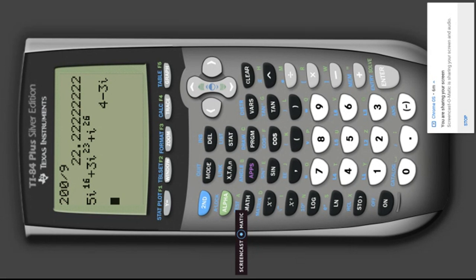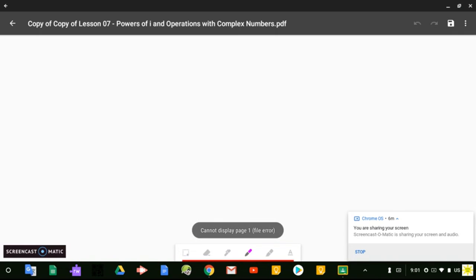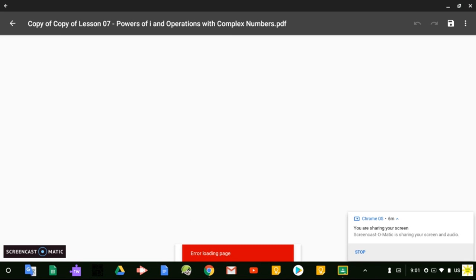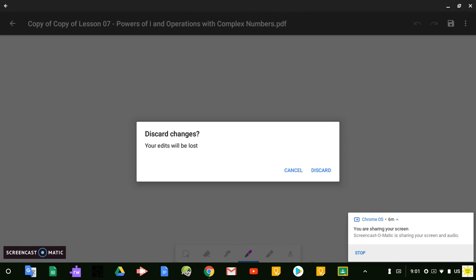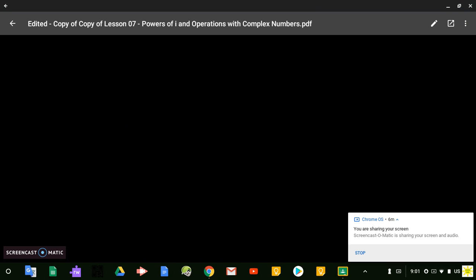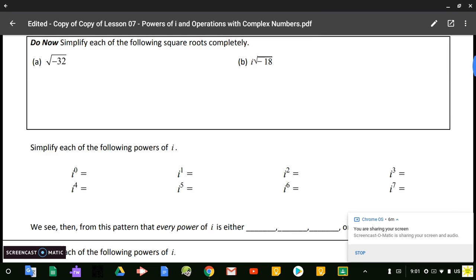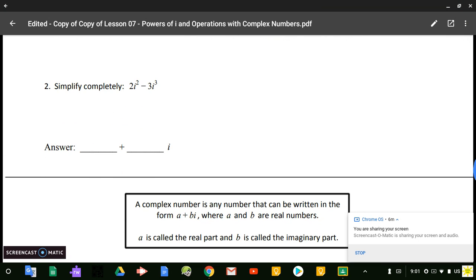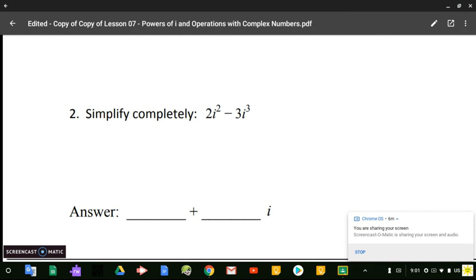Okay, let's go to the next page. When you go to the next page, you're going to see they ask us to simplify something completely. So I want you to pause the video for a second and simplify this. When you're done, unpause.